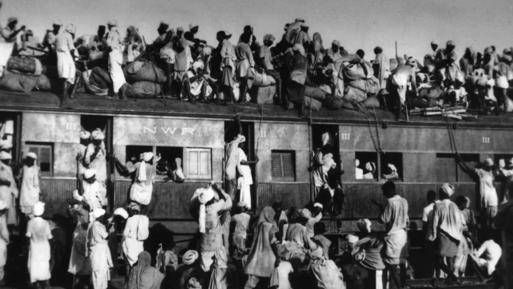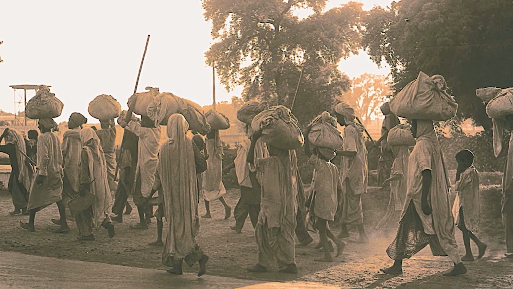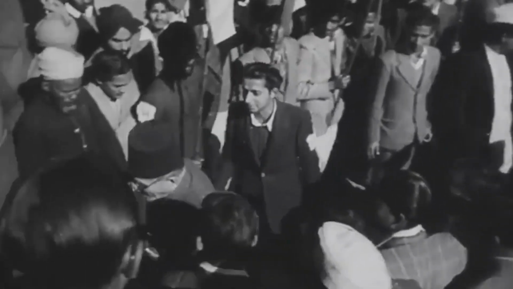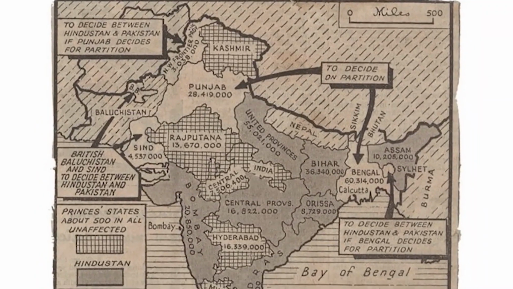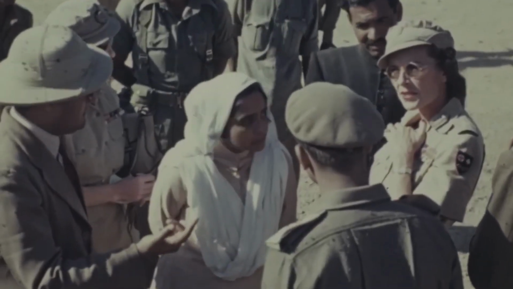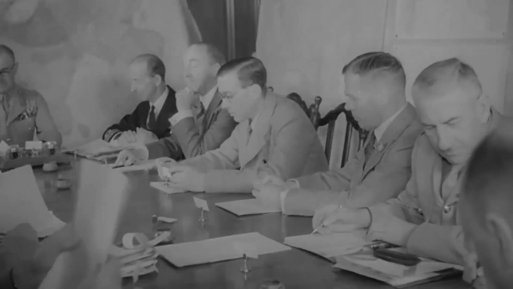Understanding the history of partition not only helps us appreciate the suffering of those who lived through it, but also reminds us of the fragility of peace in regions divided by deep cultural, religious, and political fault lines. The partition of India and Pakistan in 1947 was an event of immense historical significance that reshaped the entire continent. It was a moment of liberation from British rule, but also a tragic chapter of division, violence, and suffering.